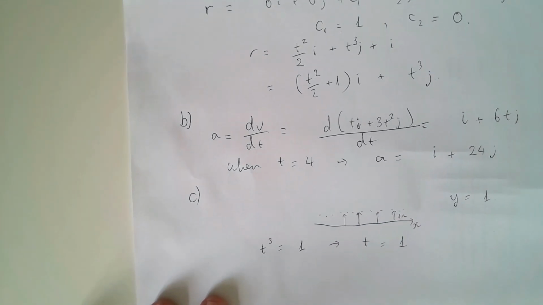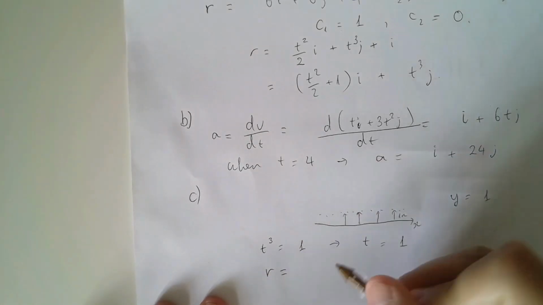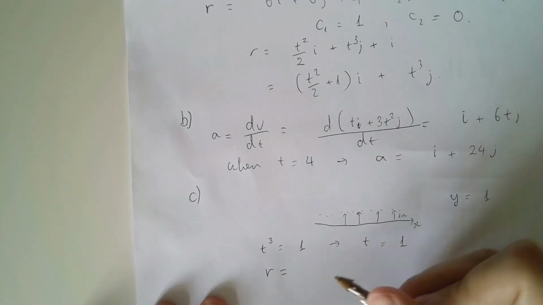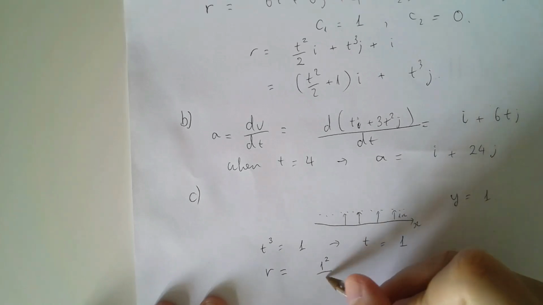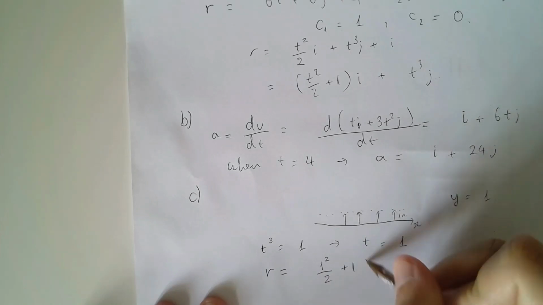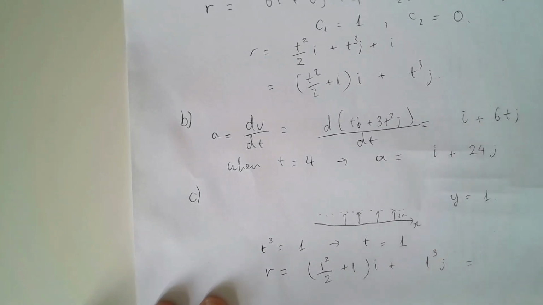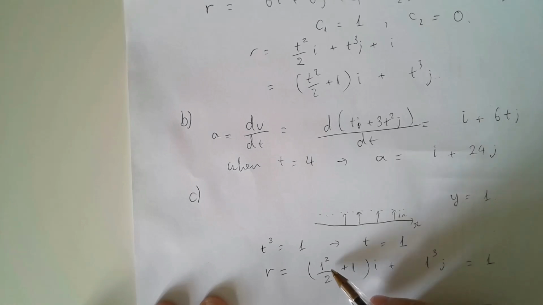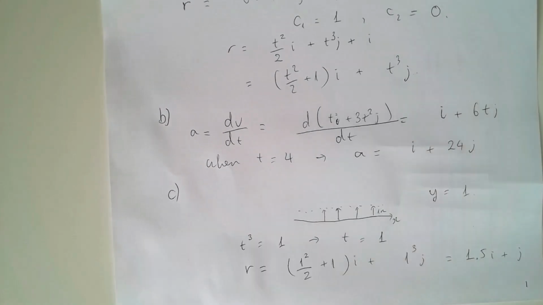Now we're going to substitute to find the position, r. We take t equals 1 here, so using that formula, 1 squared over 2 i plus 1 cubed j. That gives 1 squared over 2, which is 0.5, plus 1, equals 1.5 i plus j. That's question number 1 done.